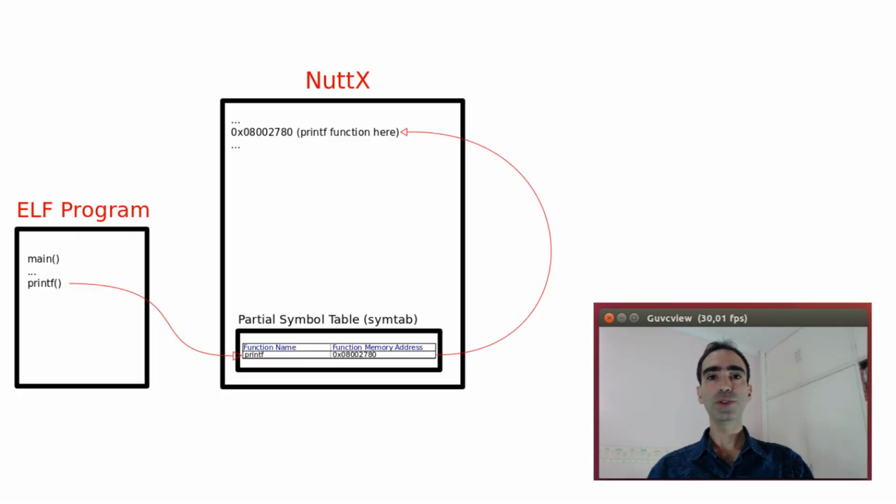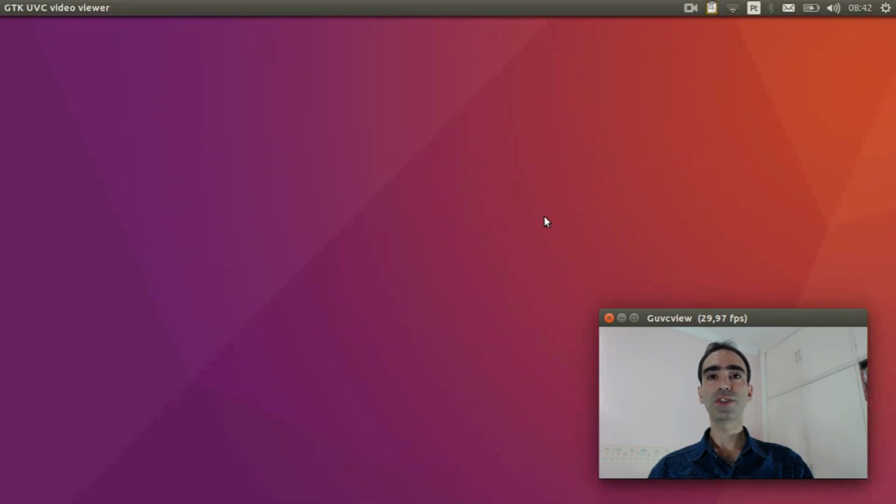The second option is using the partial symbol table, where you have only the function used by your program. The drawback of this approach is that you need to know what functions you use in your final program, and you need to declare and include this function in the NuttX firmware.